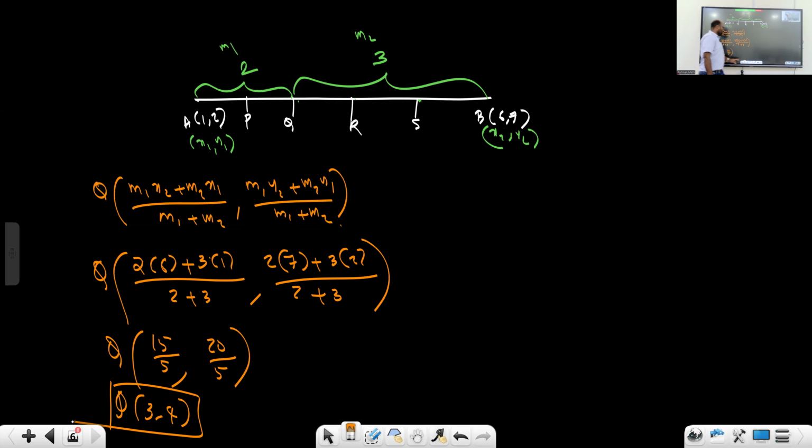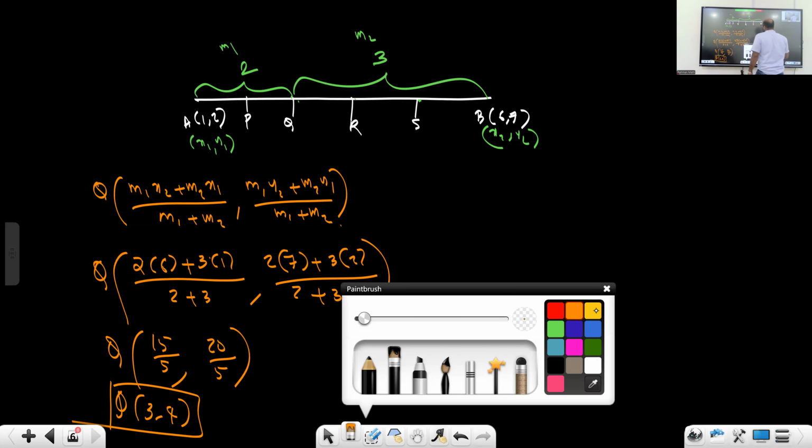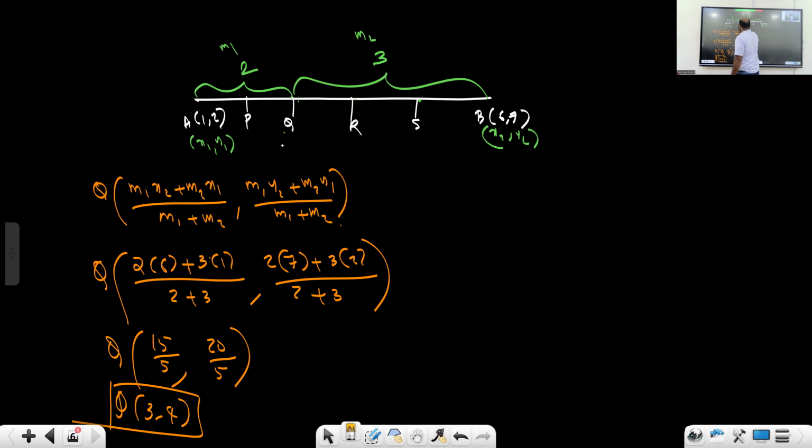Q coordinate is (3, 4). Please place it in the diagram. Place (3, 4) in the diagram. So, are there any problems?